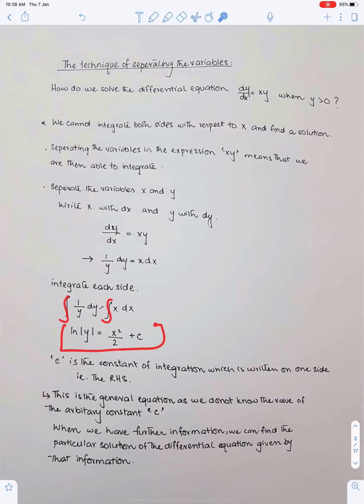This is the general solution of this differential equation, where c is the constant of integration, which is written on one side, that is the right hand side, to make the calculation simple. This is the general solution as we don't know the value of the constant c. When we have further information, we can find the particular solution of the differential equation given by that information.